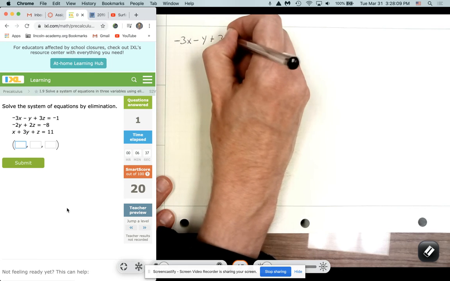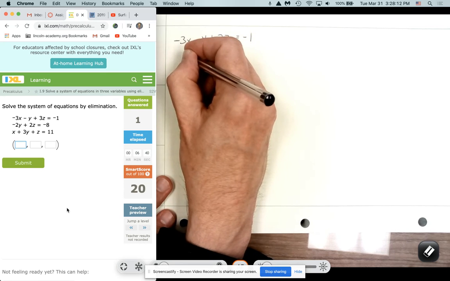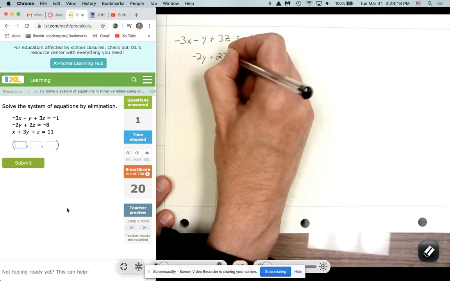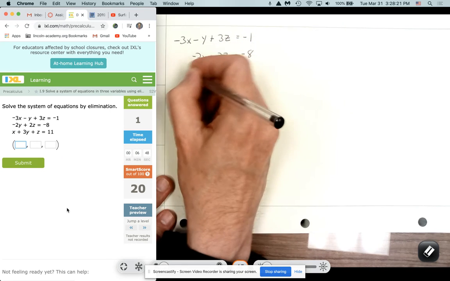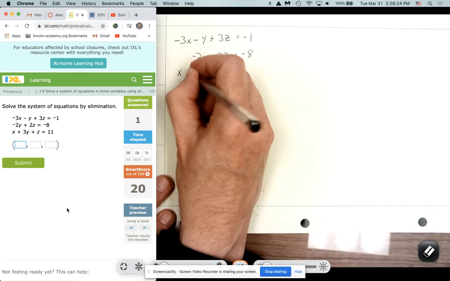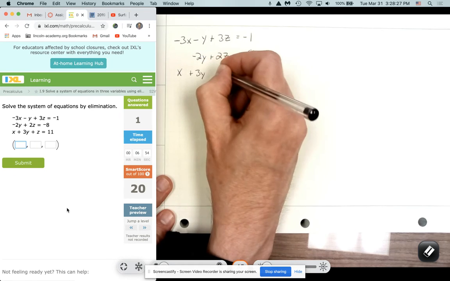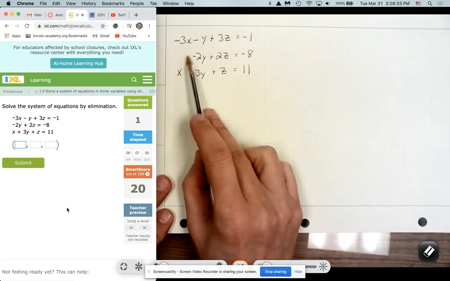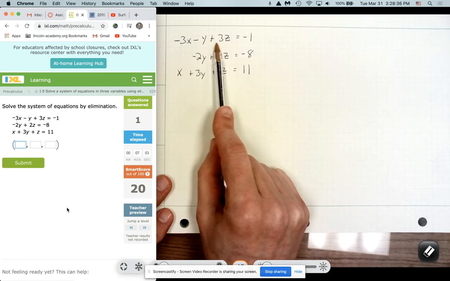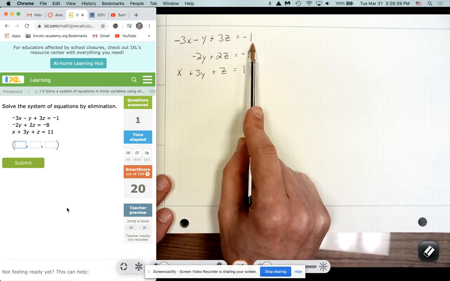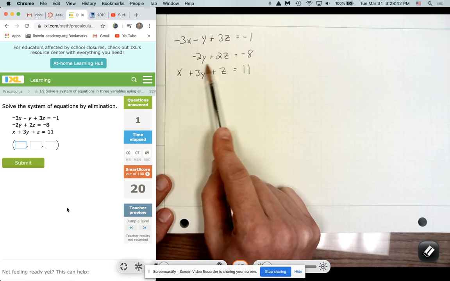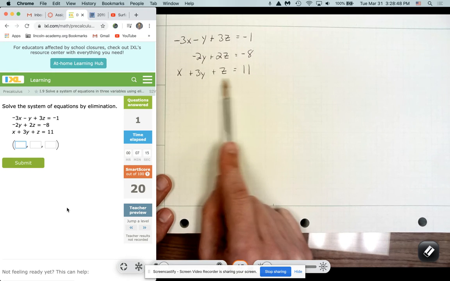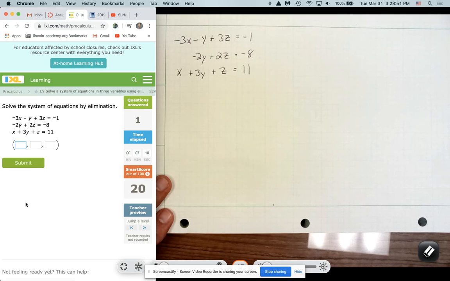So negative 3x minus y plus 3z equals negative 1. I have a negative 2y plus 2z equals negative 8. I have x plus 3y plus z equals 11. Now, first thing I'm going to do is make sure I've written it down right. The negative 3x matches, the negative y matches, the 3z matches, the negative 1. The negative 2y matches, the plus 2z matches, the negative 8, the x, the 3y, the z, and the 11. All right, so I match my problem over here.